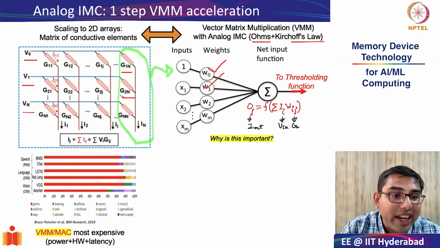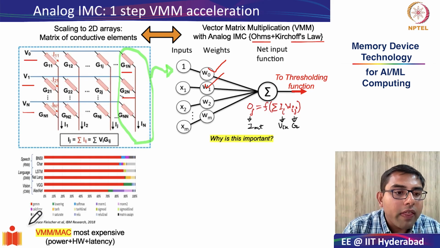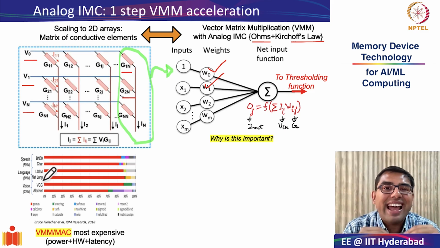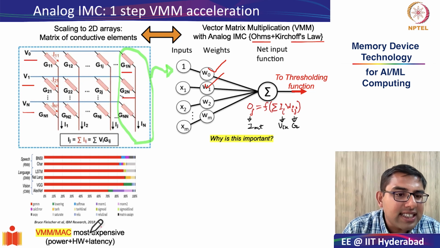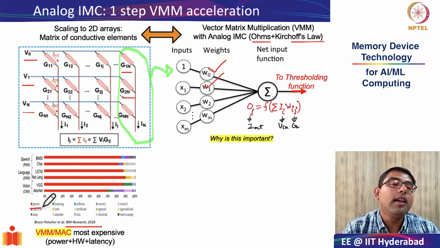Now, why is this very important? We have studied this in detail: if you look at the most energy and latency expensive operation of any neural network, and this is some data I have taken from IBM research, it shows different relative percentages of power consumption for different operations within the neural network. You will see that the most expensive operation is always the VMM or the MAC operation.